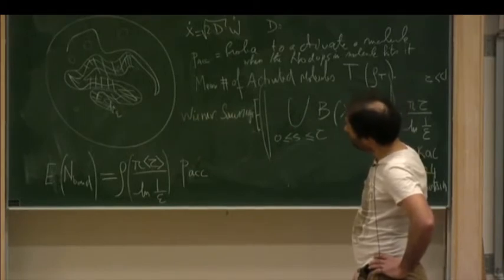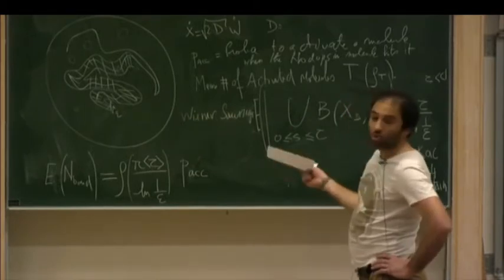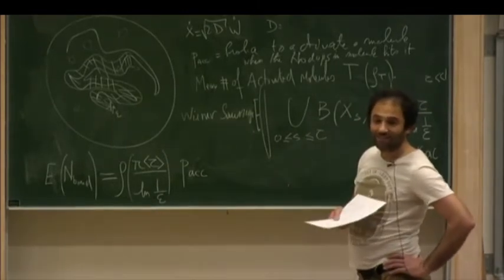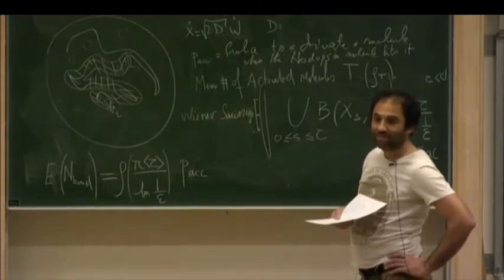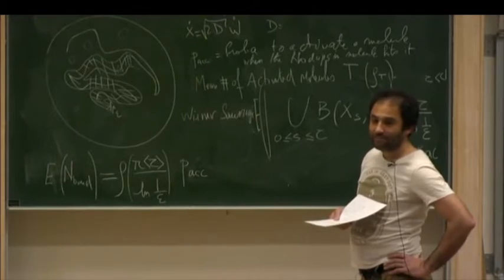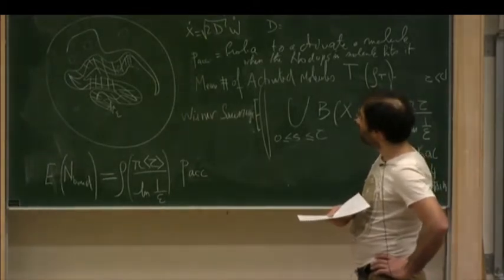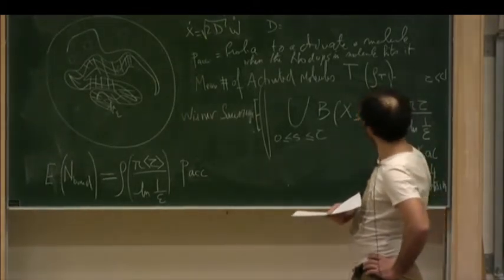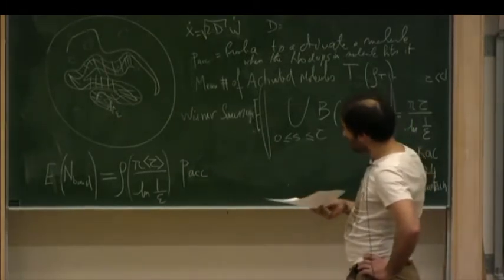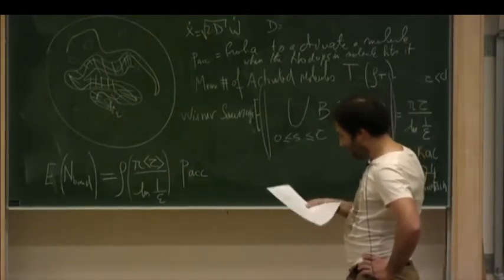Okay, so what is wrong with this model? Yeah? How come the size of the Wiener sausage does not depend on the diffusion coefficient? The size of the Wiener sausage does not depend on D. It should.